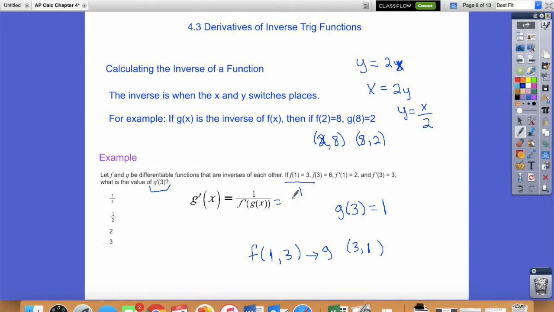So now I can rewrite this as 1 over the derivative, and now I know my x value is 1. Now this one is in the table. Let me erase this. That tells me that the derivative f of 1 equals 2, so that means my answer is 1 over 2. So the derivative of g of 3 is equal to 1/2.